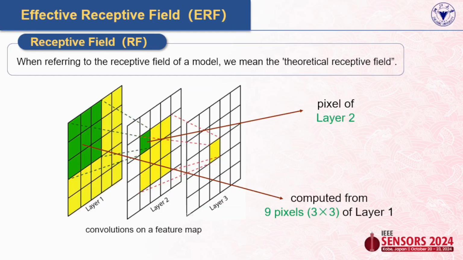First, I would like to distinguish the concept of the receptive field. When referring to the receptive field of a model, we often mean the theoretical receptive field. It refers to how much of the input image a neuron in a layer can perceive. In this example, we perform two convolutions using a 3x3 convolution kernel, where the green pixel in layer 2 is computed from 9 pixels in layer 1.